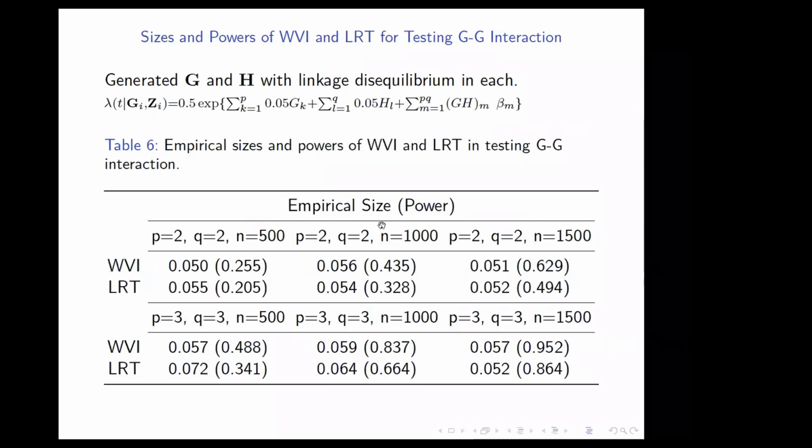Then we compared the size and power of WVI and the likelihood ratio test for testing gene-gene interaction. Here the genetic markers within a gene are correlated. As you can see in this table, both tests control the type 1 error well, and WVI is more powerful than the likelihood ratio test because WVI uses kernel methods to account for the correlation among the genetic markers, and the likelihood ratio test cannot do that.